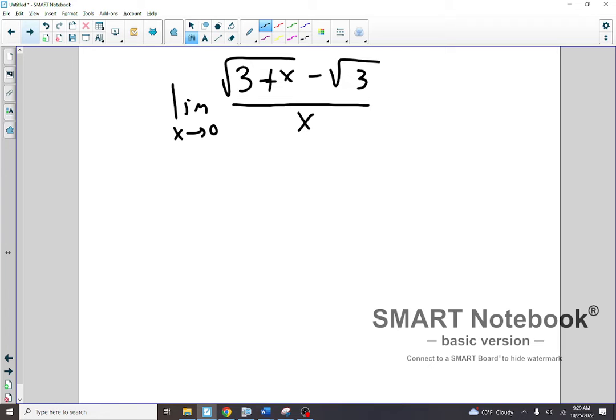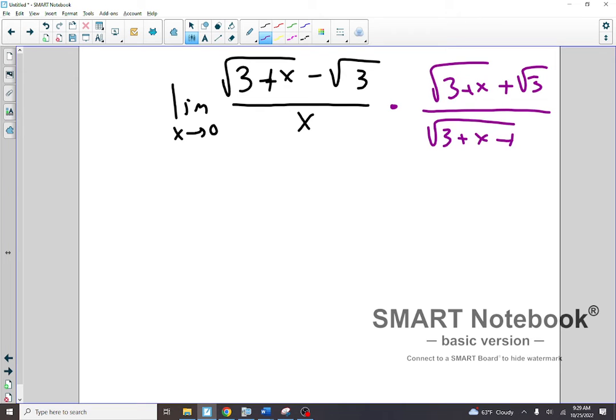So we kind of understand we have the conjugate. AKA, if you see a square root, just multiply by the conjugate. You're probably going to do it right. So, square root of 3 plus x plus square root of 3. So we're going to multiply the top and the bottom.